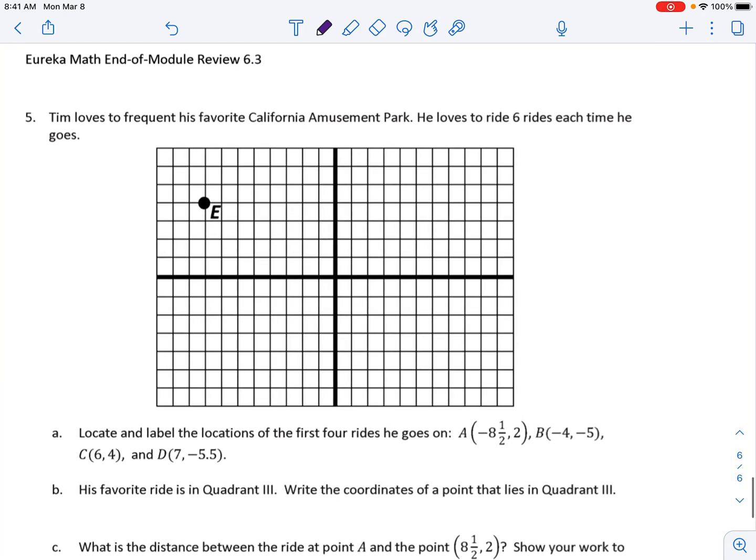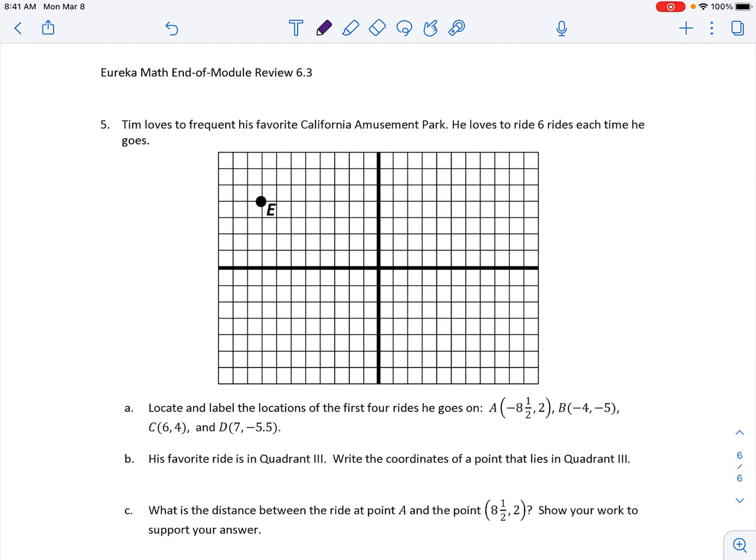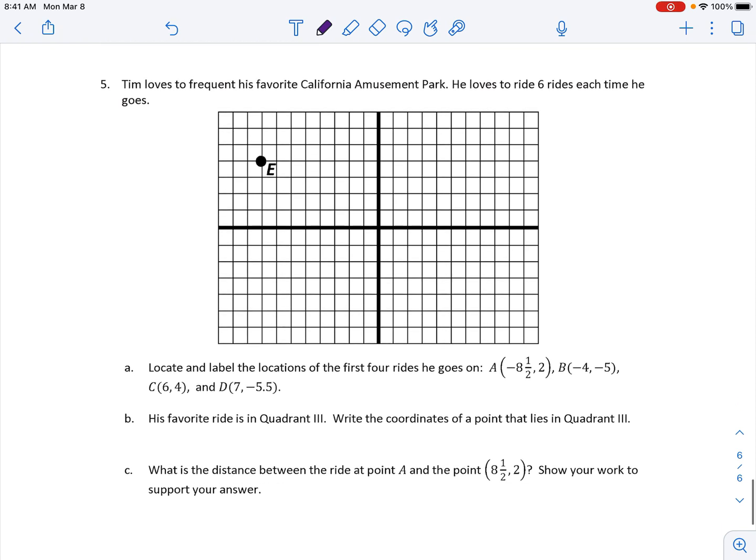Okay, now, number 5, guys, almost done. It says, Tim loves to frequent his favorite California amusement park. He loves to ride 6 rides each time that he goes. Letter A says locate and label the locations for the first rides he goes on. Letter A is at negative 8.5 and 2. Eight and a half and 2, and I'm going to label that A.